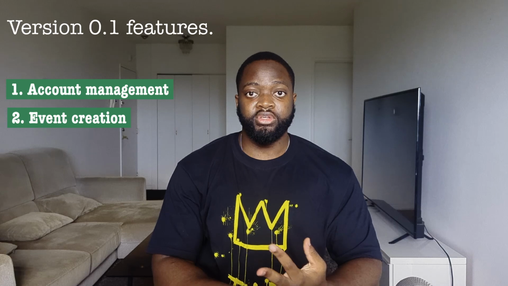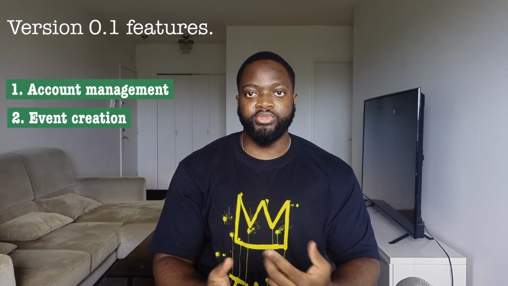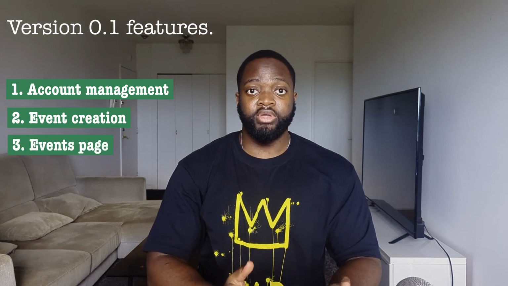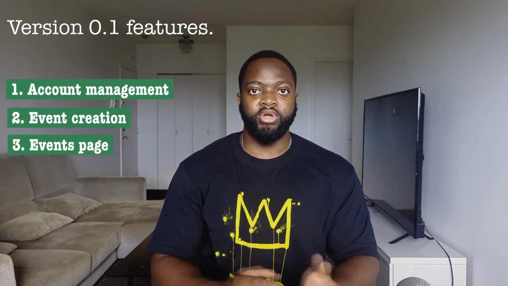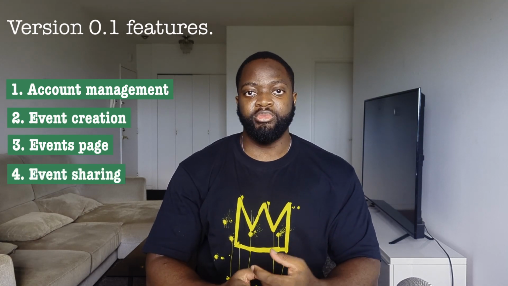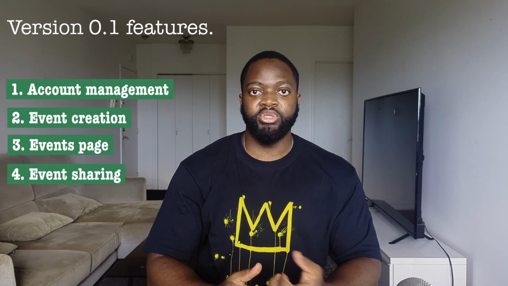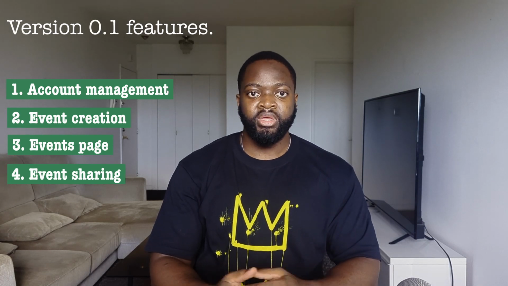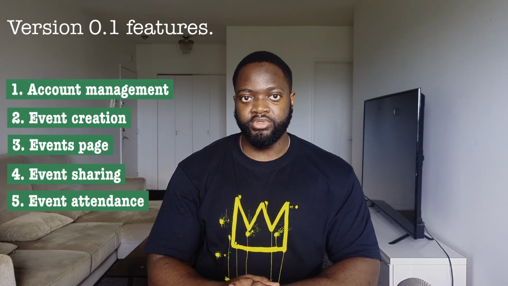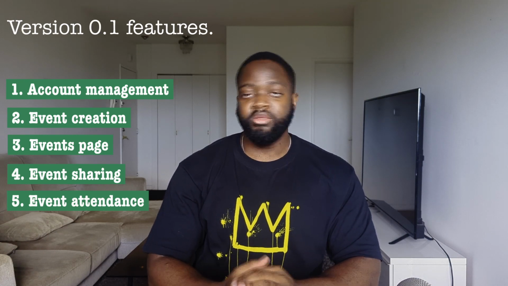First is organizer account management, so the ability to create and manage an organizer account. Next is event creation, so organizers should be able to create events, modify them, and see the details. Next is the organizer event page, a page for the organizer to view all the created events. Fourth is sharing, so a user should be able to send a unique link to other people so that they can view the event details. And finally is the ability to attend a specific event, so a user should be able to attend with a name and email.